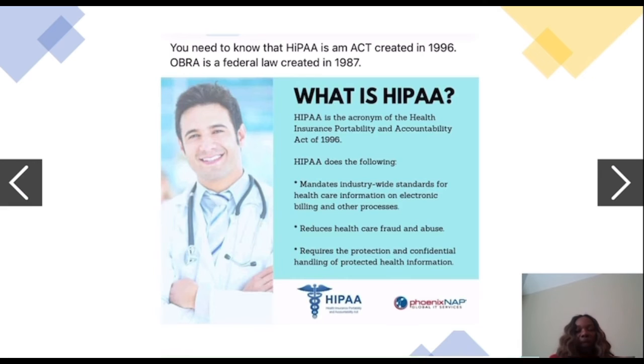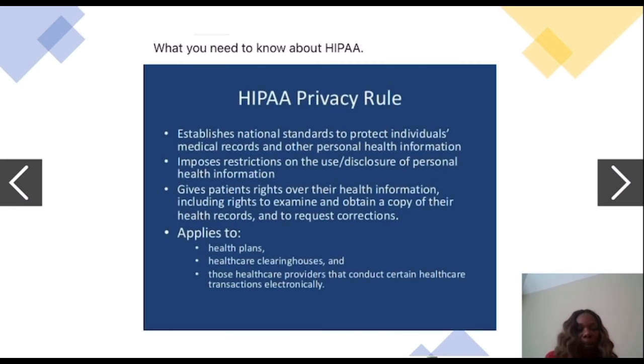You need to know that HIPAA is an act created in 1996, and OBRA is a federal law that was created in 1987. HIPAA is the acronym for Health Insurance Portability and Accountability Act of 1996. It mandates industry-wide standards for healthcare information on electronic billing and other processes. It reduces healthcare fraud and abuse. It requires protection and confidential handling of protected health information for residents.